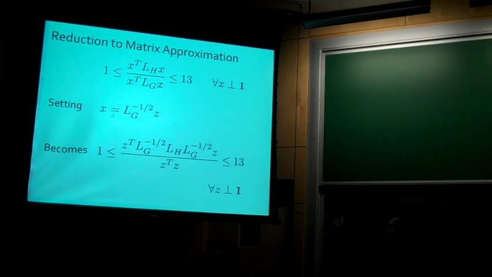Just do a change of variables. Set x to be the square root of the pseudo-inverse of the Laplacian of G, please excuse my minus 1/2, that should be a pseudo-inverse, times the vector z. You do that substitution, and you get a nicer quadratic form. You get z transpose z in the bottom, and you just need to get all the eigenvalues of this matrix, where you want the value of the quadratic form always to be between 1 and 13. That means you just need all the non-zero eigenvalues of this matrix to be between 1 and 13.